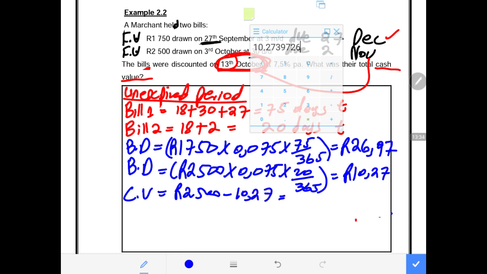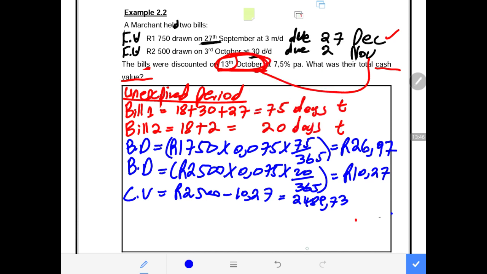Therefore now the difference will be minus 2,500. The difference will be 2,489.73. But I will just combine all these bills and I will only have one amount, because this merchant definitely went to one bank. So the cash value of these bills will be one amount.